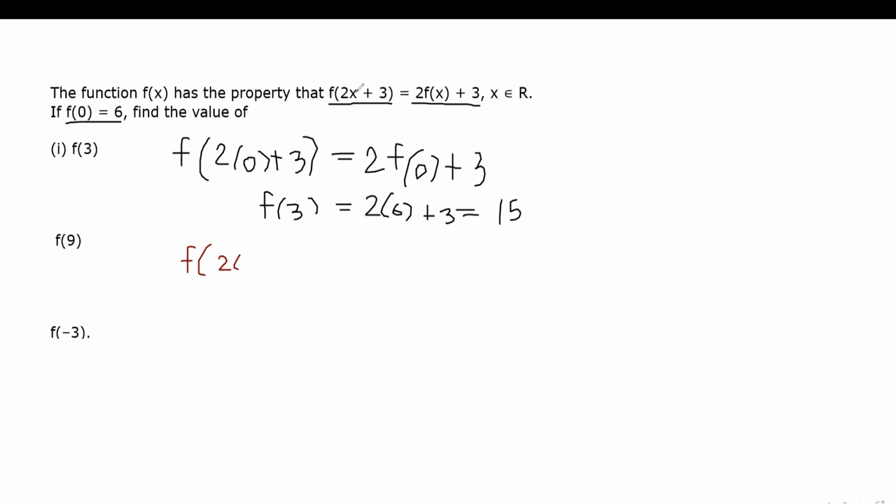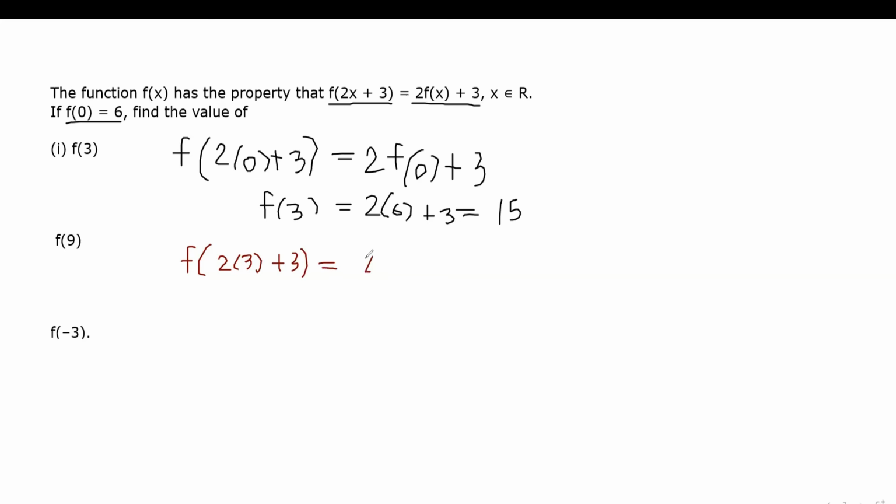Sir, what number are you trying to get again? f of 9. 9 we're trying to get. If it's 2 here, you get 2 times 2 is 4, 4 plus 3 is 7. So we need this to be 9. What can we put for x to get 9? 3. Yeah, so f of 2 times 3 plus 3 can give you the f of 9 over there.